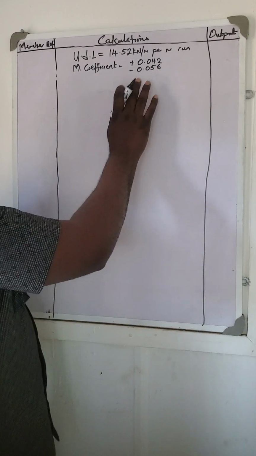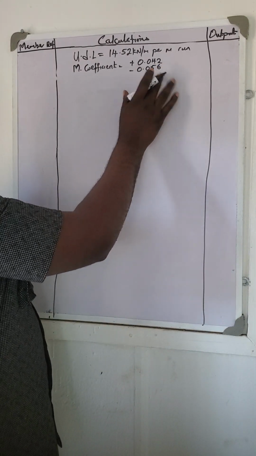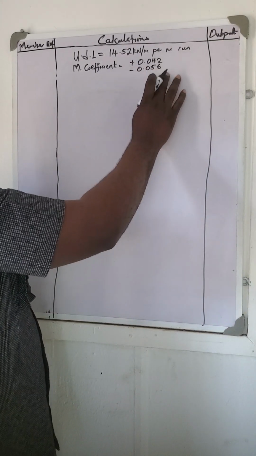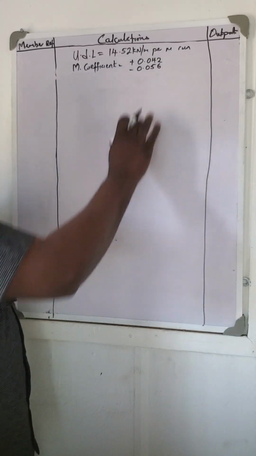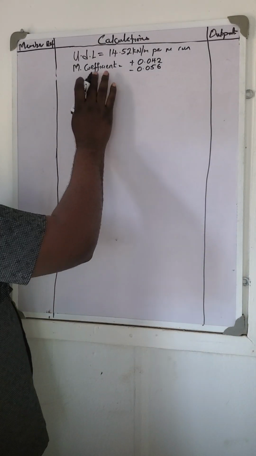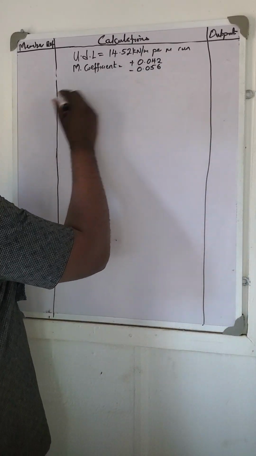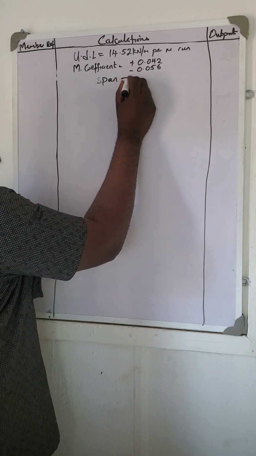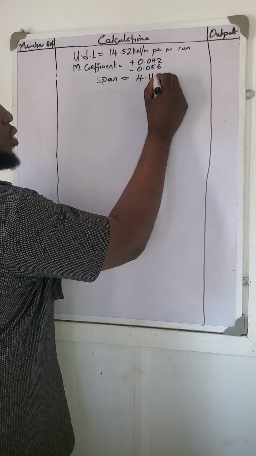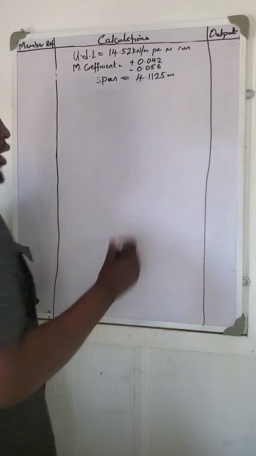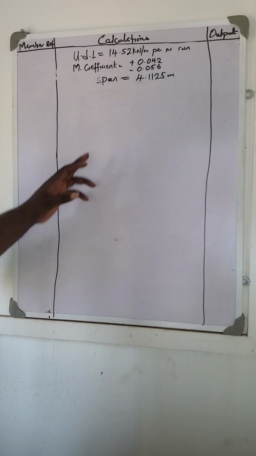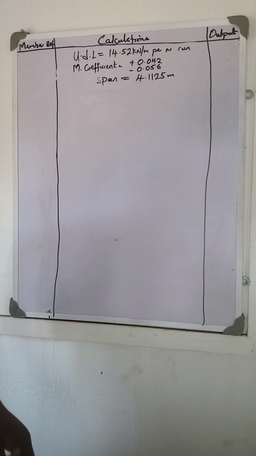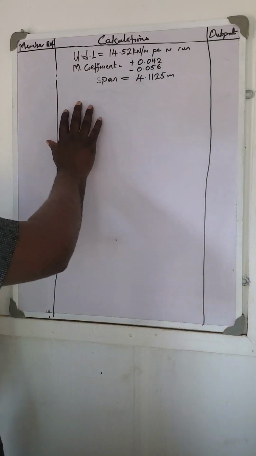For those just joining us, please go to the previous videos I made. In one of the classes, you find out how we were able to get the moment coefficients for this particular panel. Then we have the span to be equal to 4.1125 meters.